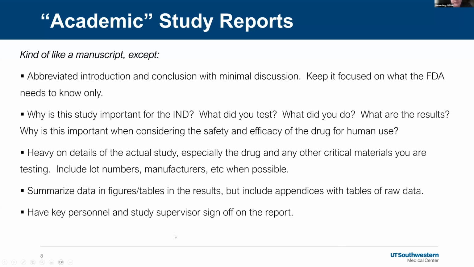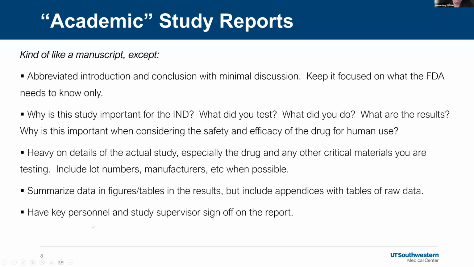It's going to be a manuscript format where you've got your introduction, your experimental details, and your results, and your results are going to be summary tables or figures. But then the FDA is going to want all the raw data. So what we typically do is write up a report and then have a lot of appendices of tables of raw data. The main report might only be 5 or 10 pages, but you could easily have 20 pages or more of just tables of raw data.